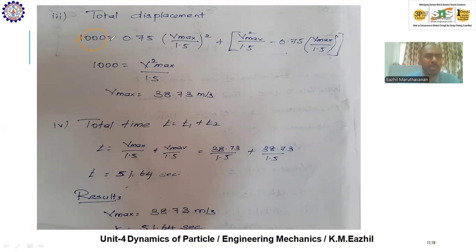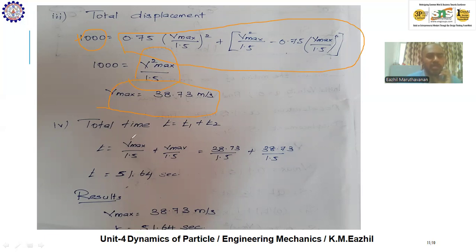Then we have to solve the equation. The total displacement is 1000 meter, that is 1 kilometer. To find the total displacement, we add S1 plus S2. When we add S1 plus S2, which we have identified, we get V max square by 1.5. So the V max value will be 38.73 meter per second.